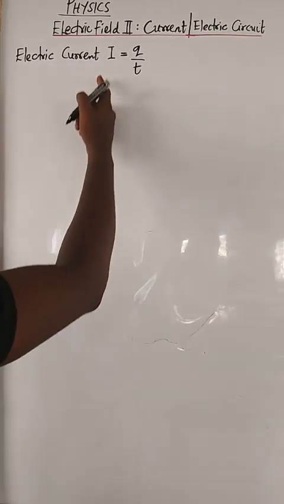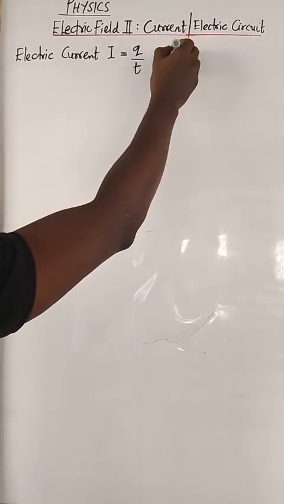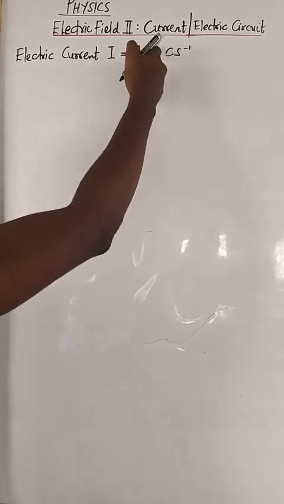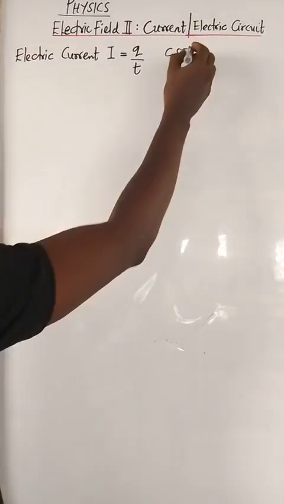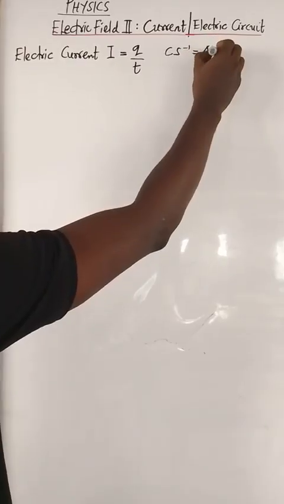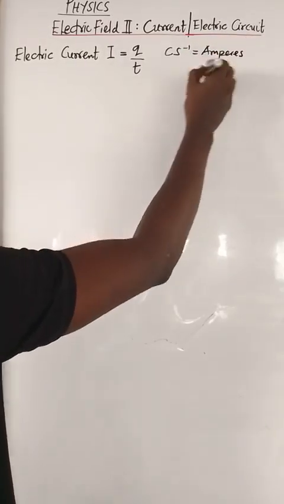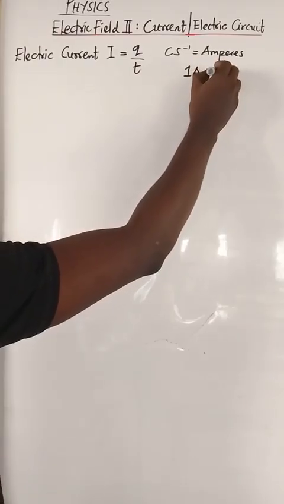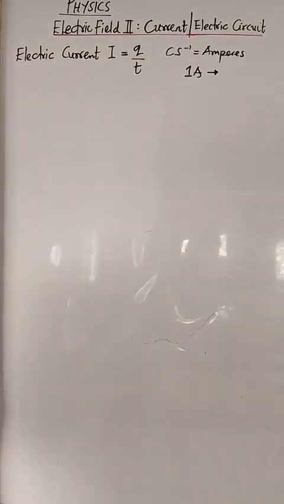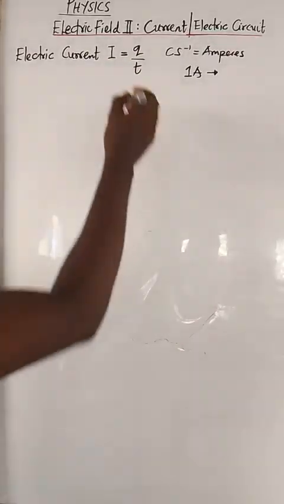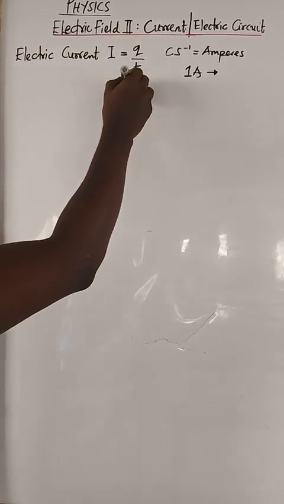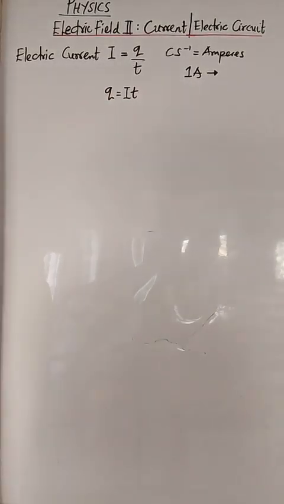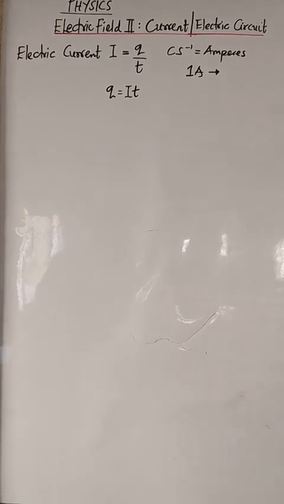So we can say that the unit of current is coulomb per second. And this coulomb per second is also called amperes. So when I ask, what is 1 ampere? 1 ampere is the current that flows when a charge of 1 coulomb moves in 1 second. And from there, if we cross multiply, we get that quantity of charge is electric current multiplied by time. Q equals IT. Let's take this as equation 1.